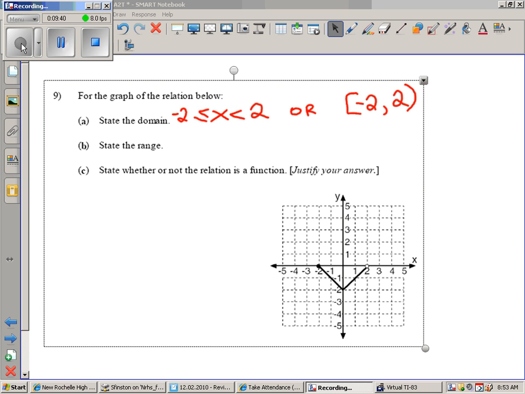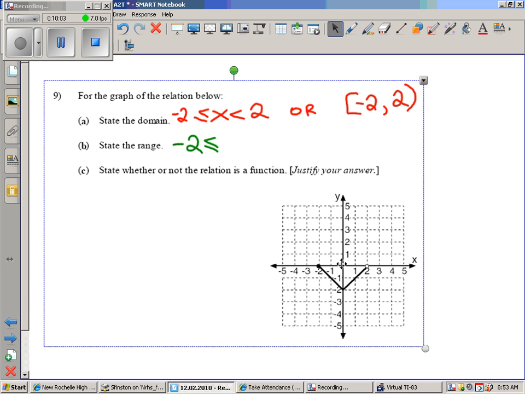Now we got to try and figure out what the range is. So you're going to take your finger, the range of the y values, and you're going to start at its lowest point, negative 2. Let me pick a different color. Negative 2 is less than or equal to, because negative 2 is filled in. Now you take your finger and you move it up until the graph stops.